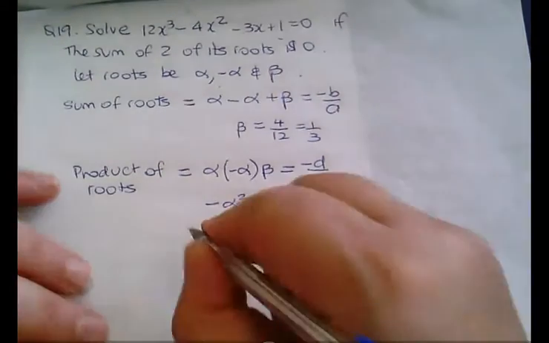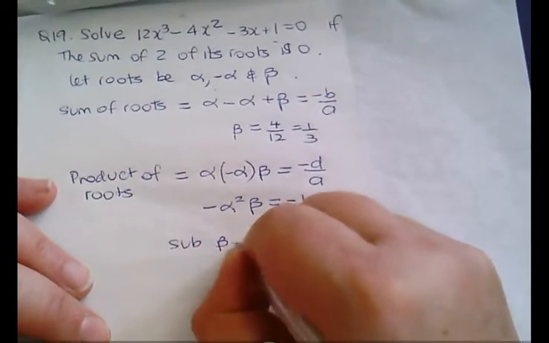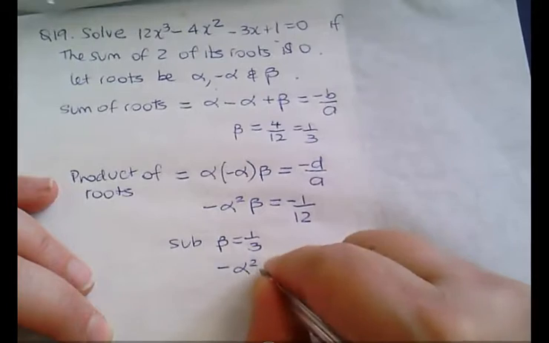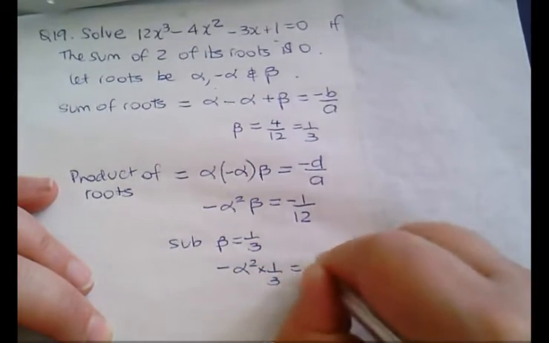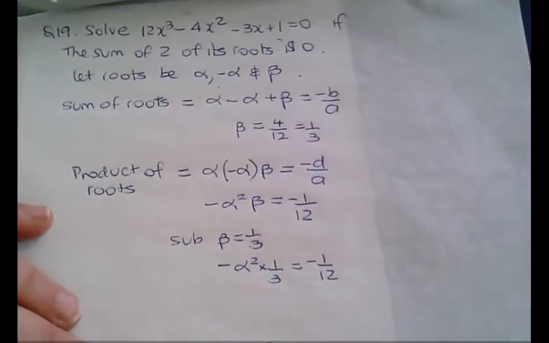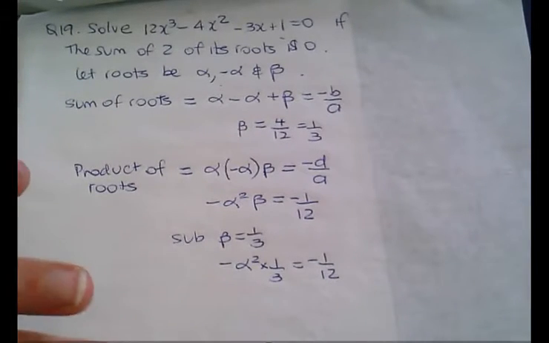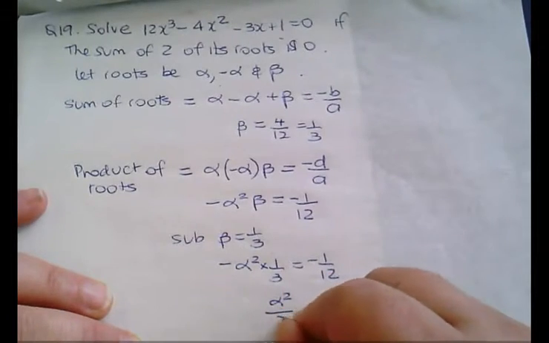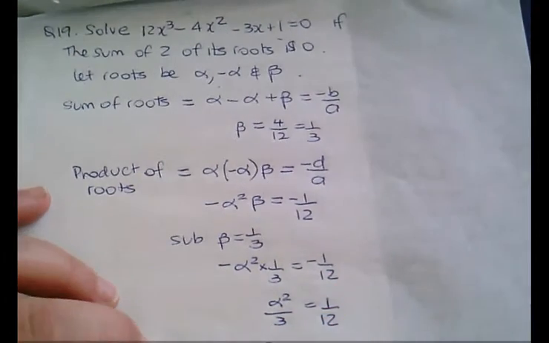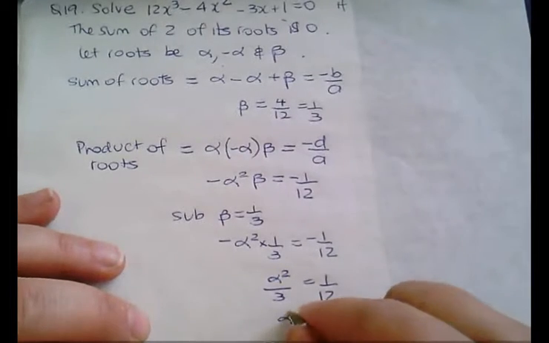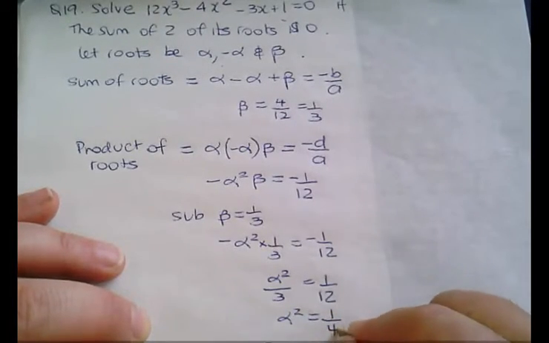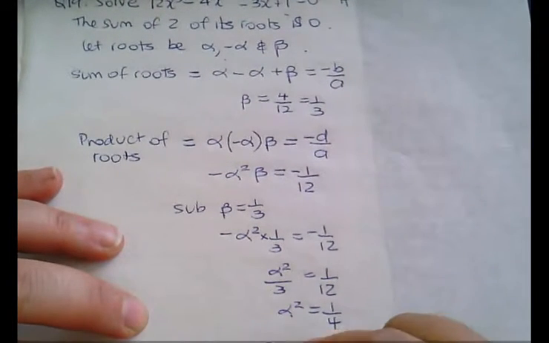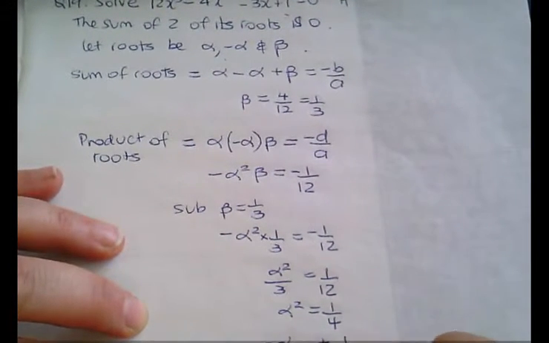All good? We're going to substitute beta is a third. And we get negative alpha squared times a third equals negative 1/12. Let's keep going. You can get rid of the negatives on each side now if you swap sides. So alpha squared over 3 equals 1/12. In other words, alpha squared is 3 over 12 is a quarter. What does alpha have to be? Alpha is plus or minus a half.